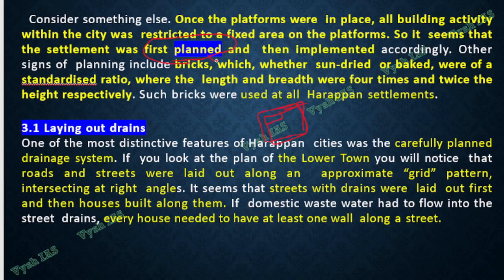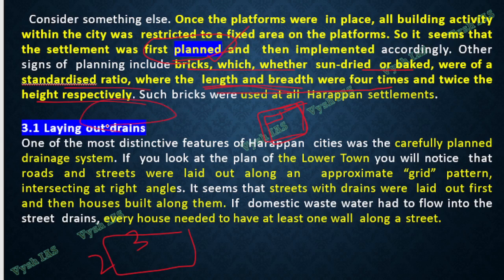Like that, it's a very well planned city where bricks were used, which are sun-dried or baked also, and they were of a standardized ratio. That is, the length and the breadth were 4 times and twice the height respectively. You can tell it is a 4:2:1 kind of ratio. So that is also a thing which UPSC can ask you. Last year UPSC asked, like, the Indian flag, what is the ratio? It is 2:3. Same like that, the Harappan bricks, length, breadth, height, it is 4:2:1. So these basic things you have to know about Harappan bricks.